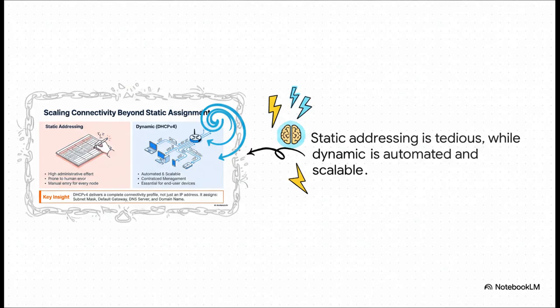Back in the day, network admins had to do everything by hand. We're talking spreadsheets to track every single IP address. This static approach was just a nightmare. It was slow, you'd get typos, and it just couldn't scale. Dynamic addressing with DHCP completely changed the game. It's an automated central system that hands out a whole connectivity profile. Not just an IP, but the subnet mask, the default gateway, and even the DNS server, the whole shebang.